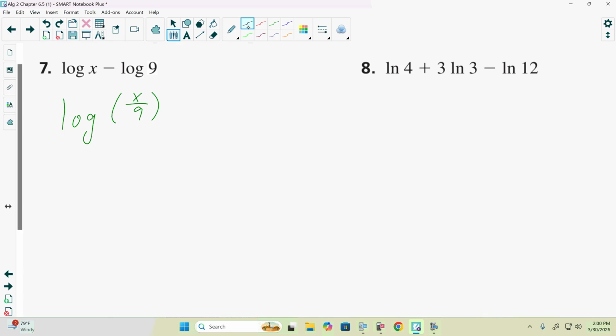Because if we look at this last one, natural log of 4 plus 3 natural log of 3 minus the natural log of 12. Natural log of 4 is not going to change. But our 3 natural log of 3, we're going to move that 3 from in front of the natural log back up into the exponent. Power property. And then I'm going to move that negative also back up into the exponent, giving us the natural log of 12 to the negative first.